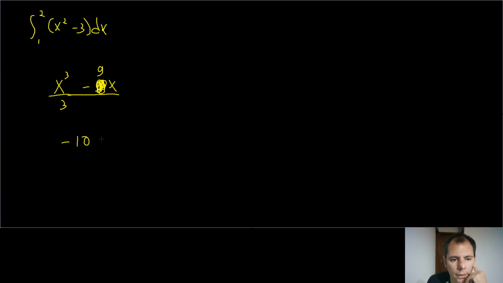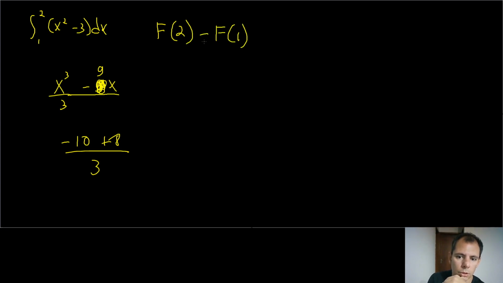And now you have a minus using the 1. So it's going to be 1 minus 9 is minus 8, but because of the minus it becomes plus 8. And you're dividing everything by 3. This is already the integral, it's f of 2 minus f of 1. So that's why this minus becomes a plus, because of this minus here. So this is going to be minus 2/3.